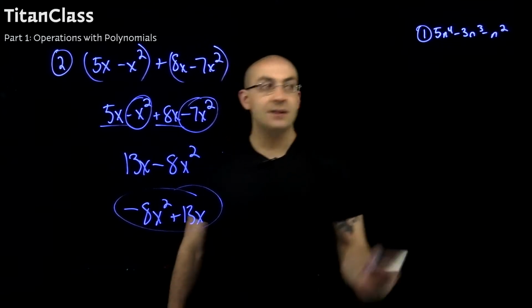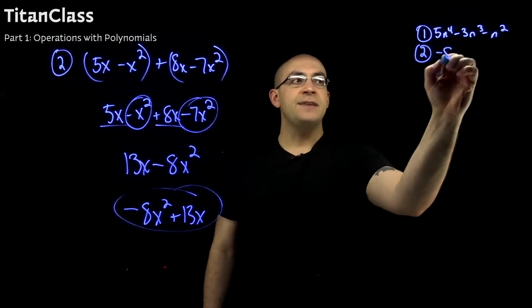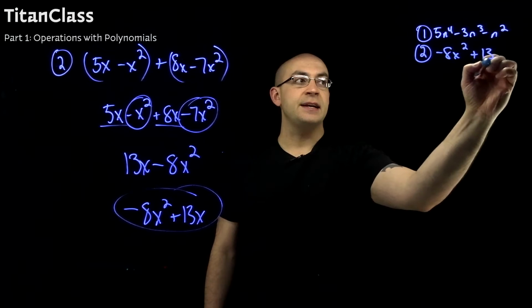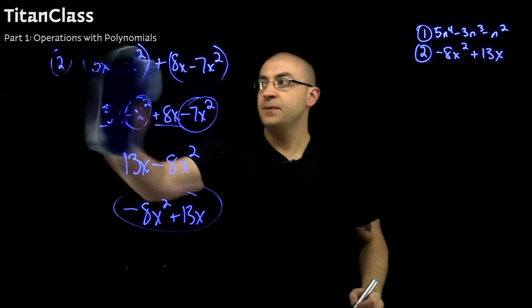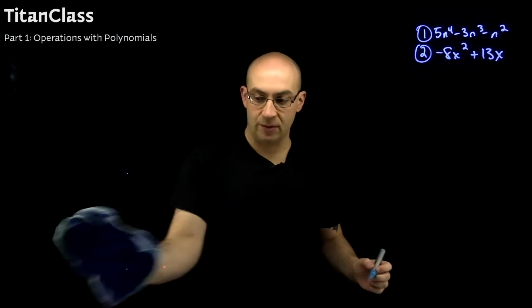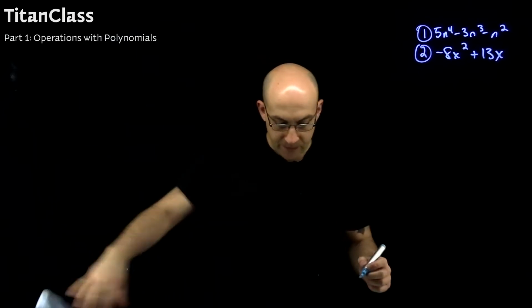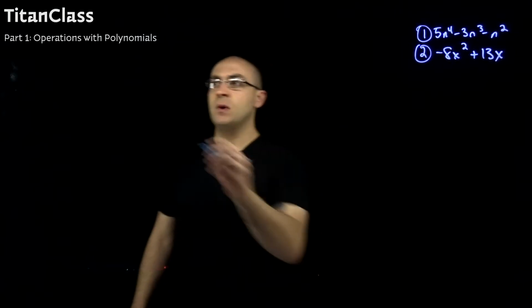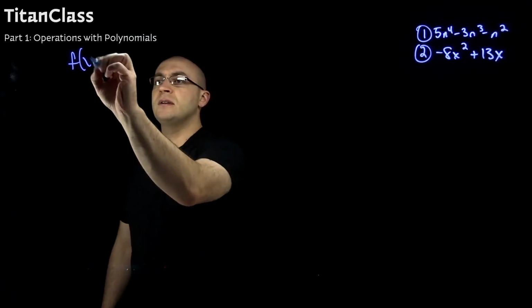Number 2, negative 8x squared plus 13x. Okay, let's keep it going. Remember, plus signs do not distribute, minus signs always distribute. Okay, this one is f of x.